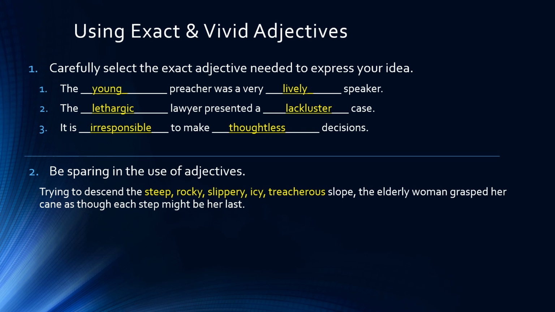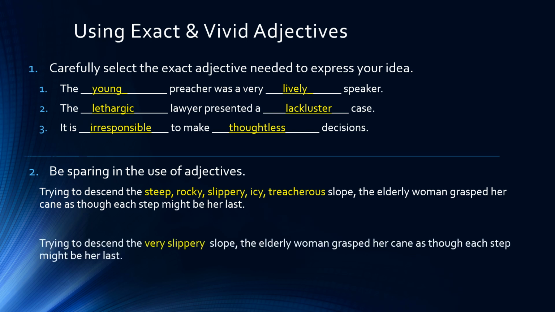And so we could actually communicate the same sentiment by condensing those adjectives down. For instance, we could say, trying to descend a very slippery slope, instead of saying, trying to descend the steep, rocky, slippery, icy, treacherous slope. Now, you may want to convey more than just the very slippery slope, and if that's the case, then certainly you may want to add one or two more adjectives. But we want to be very sparing in the use of adjectives. We just don't want to string a long list of adjectives together to describe one word.